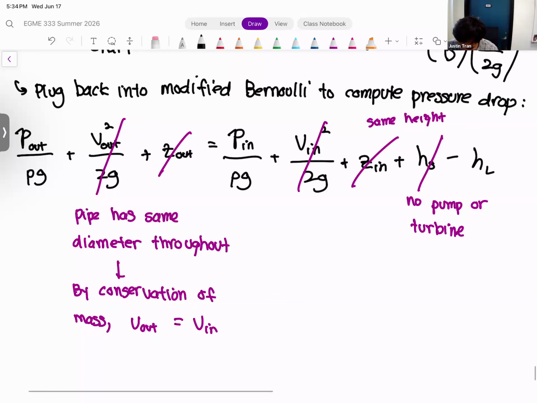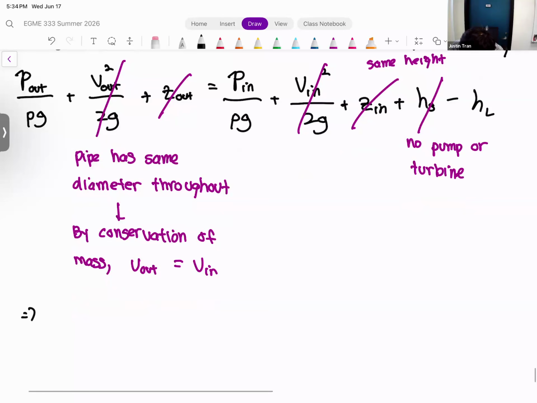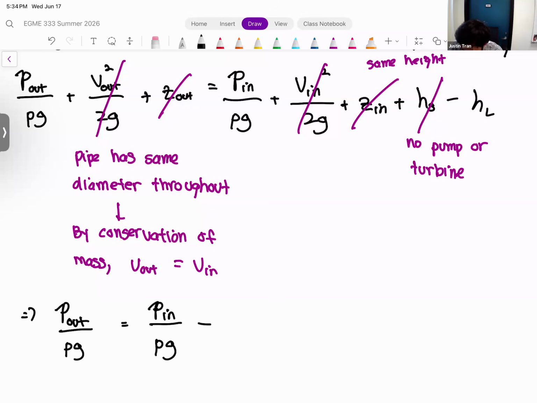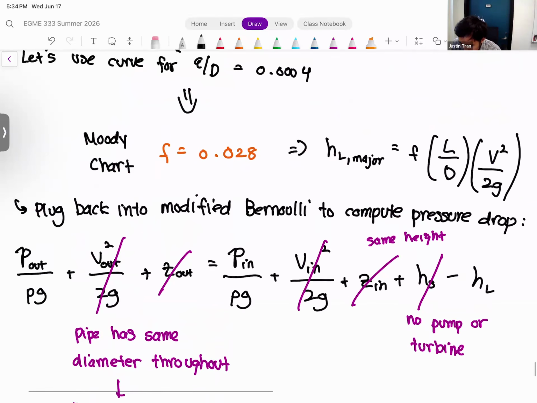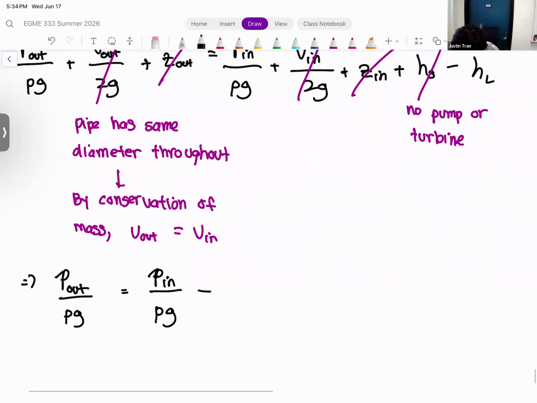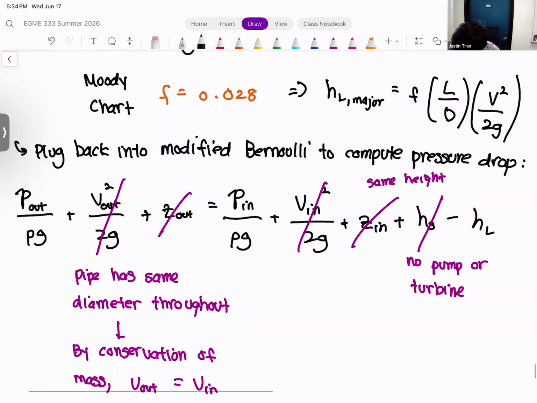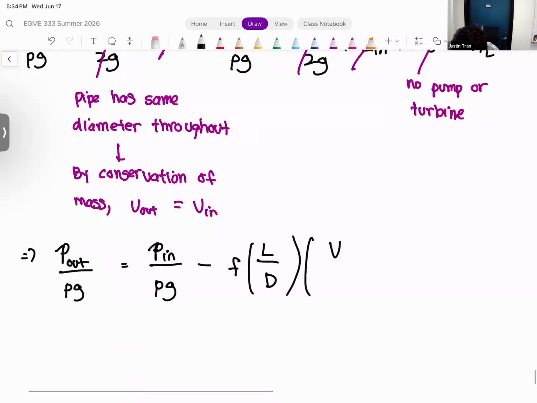And so we have P out divided by rho times g is equal to P in divided by rho times g minus the head losses. But the head losses we have an expression for, which is up there. So let's go ahead and plug that in. We have f times L over D times V squared divided by 2g.